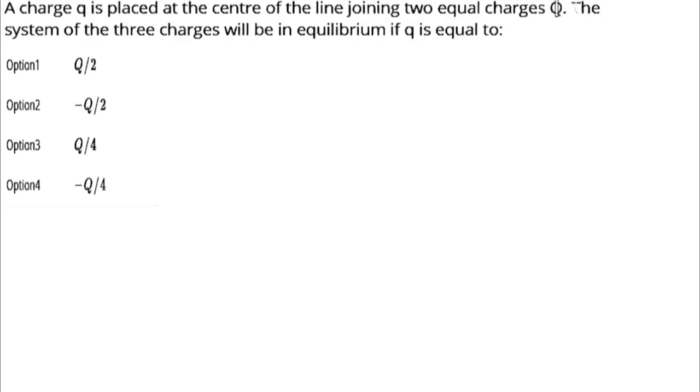In this question, there is a charge small q that is placed at the center of the line joining the two equal charges capital Q, and it is given that the system of the three charges will be in equilibrium if small q is equal to: Q upon 2, minus Q upon 2, Q upon 4, and minus Q upon 4.